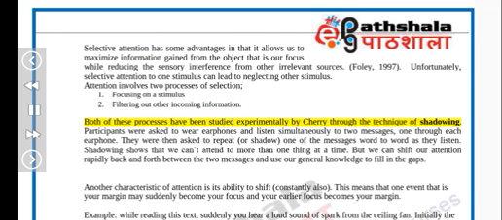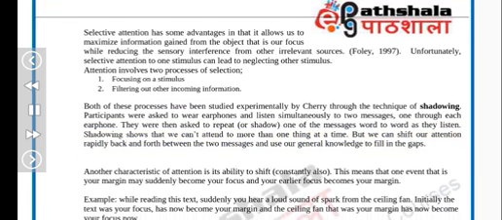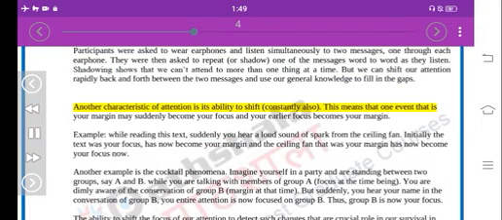Both of these processes have been studied experimentally by Cherry through the technique of shadowing. Participants were asked to wear earphones and listen simultaneously to two messages, one through each earphone. They were then asked to repeat or shadow one of the messages word to word as they listen. Shadowing shows that we can't attend to more than one thing at a time. But we can shift our attention rapidly back and forth between the two messages and use our general knowledge to fill in the gaps. Another characteristic of attention is its ability to shift constantly also.